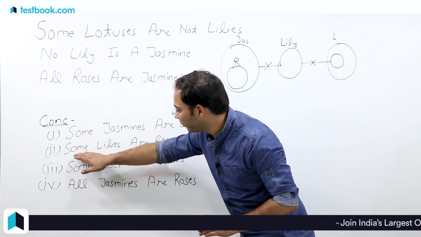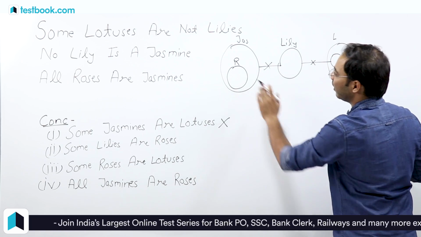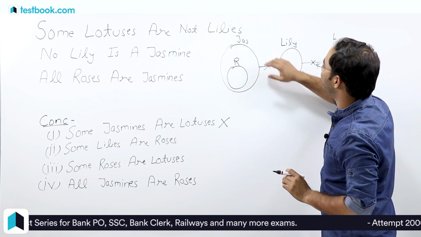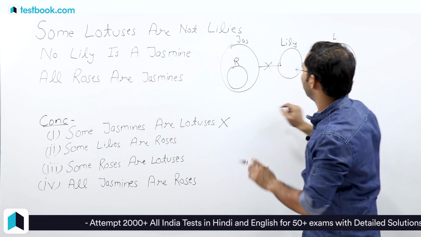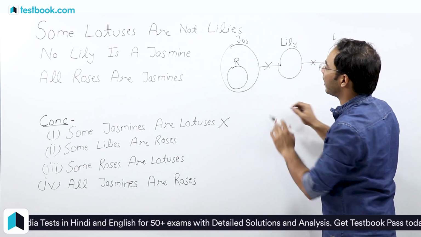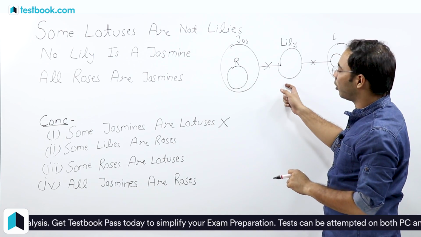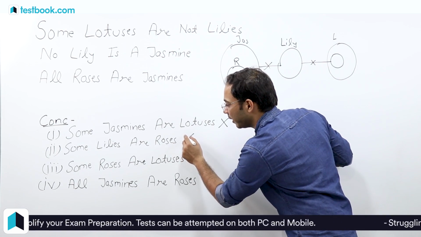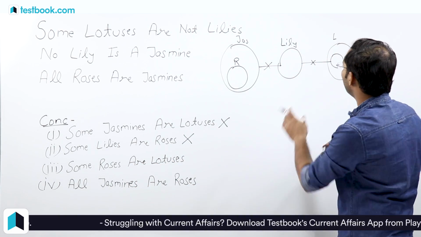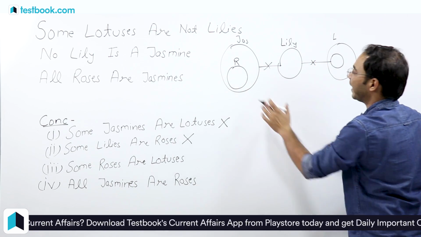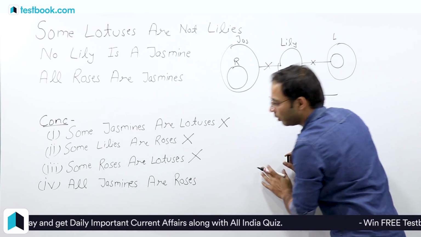Moving on to the second conclusion, which is some lilies are roses. Now this is lily and this is roses. Now there is no relation between jasmine and lily, as it is written that no lily is a jasmine. So not a single lily can be jasmine. So the roses which are in the jasmine will also not be lily. So this will also be wrong. Third one is some roses are lotuses. Now lotus is here, rose is here, and we cannot find a direct relation between lotus and roses. So this will also be wrong.